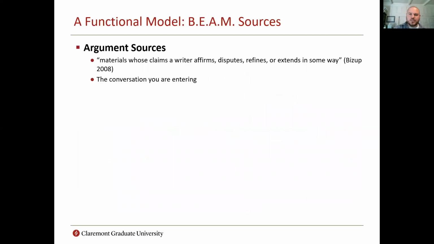In terms of arguments, there are also sources that you might want to use as argument sources. These are materials whose claims a writer affirms or disputes or refines or extends in some way. So I like to think about this as the conversation you are entering. These are your peers in the conversation, whereas primary sources are the fodder for that conversation.